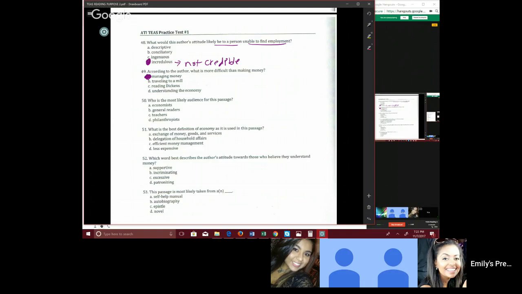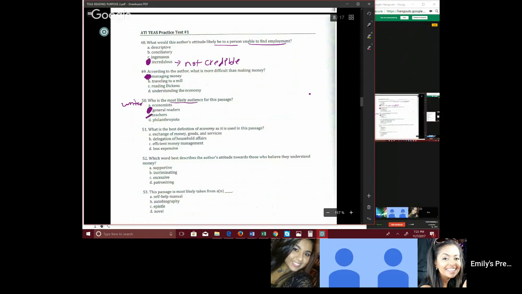And then who is the most likely audience for this passage? So when we think about audience, that does have quite a bit to do with purpose. And it's going to be general readers. So basically, economists is like the writer. So they're not writing it to their colleagues who are of the same level of economic understanding that they are. They're writing it to people who aren't of that level of economic understanding.